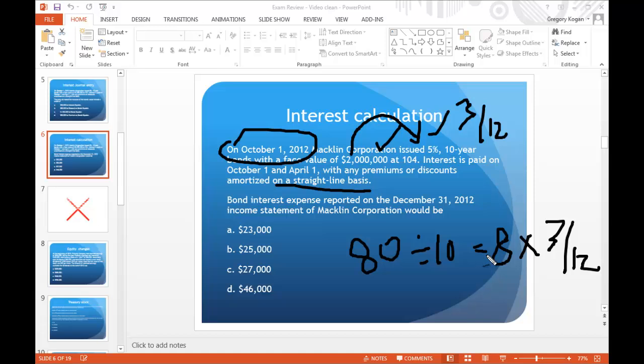And then we subtract what we got because we're amortizing the premium. So we subtract the product of this from what we received here, and the answer we get is 23,000.